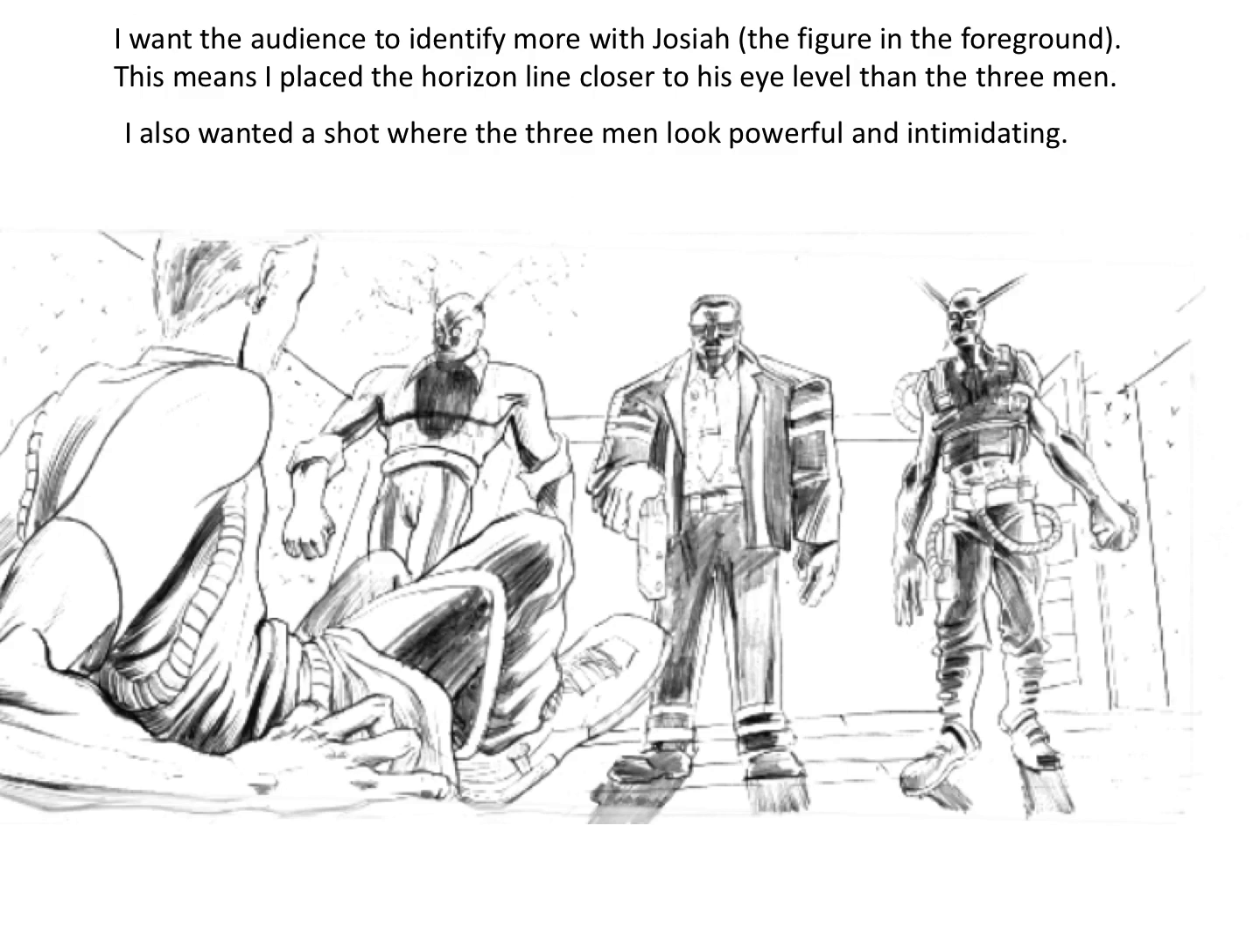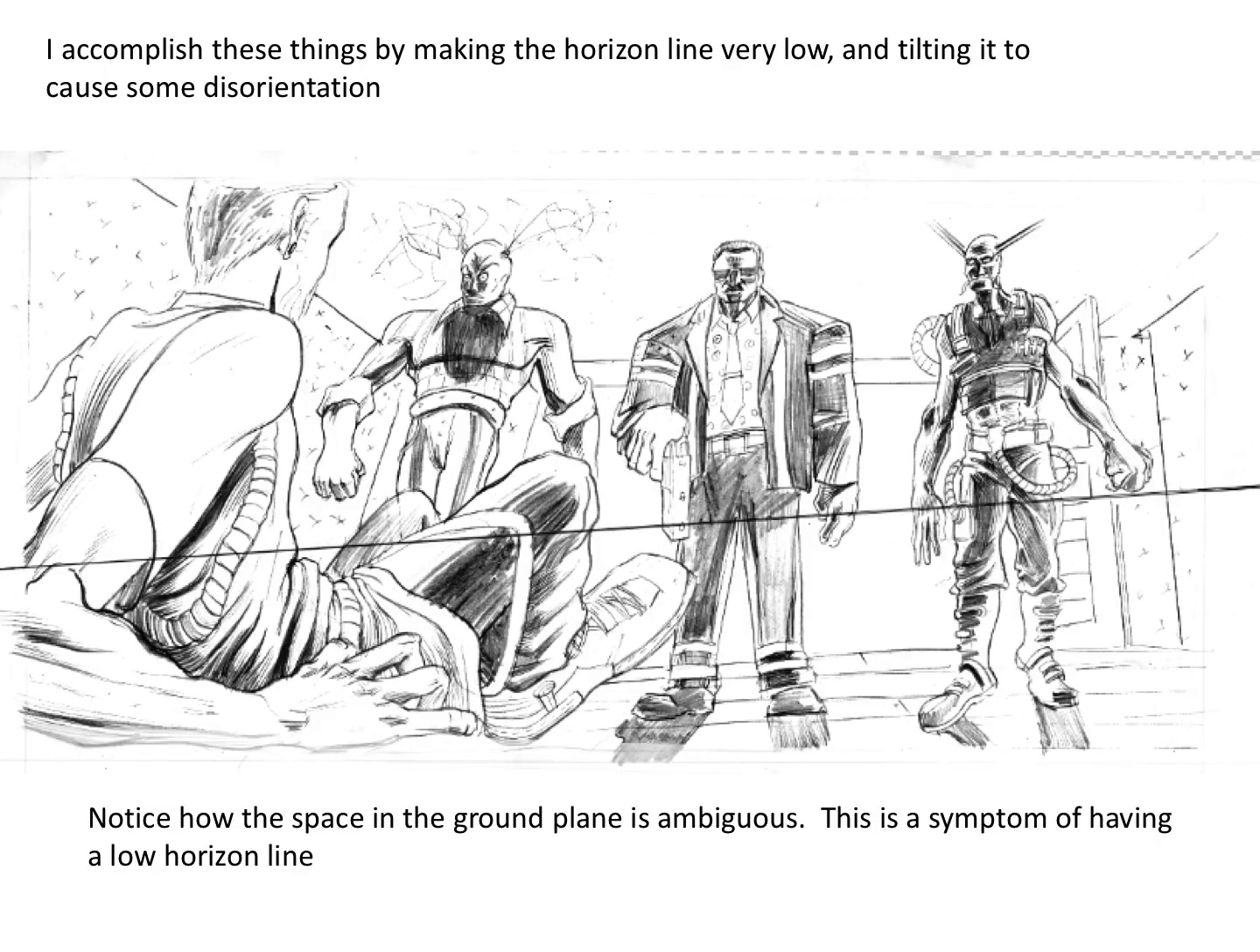Here, again, is a more extreme kind of situation. I wanted these men, the three men standing, to look powerful and intimidating in this shot. And so I chose to put the horizon line really low. Not at Josiah's eye level. We want to be in his position, but he's already in the foreground, so we're already kind of in his shoes. So I put the horizon line low, and just to be a little off-putting, I tilted it. I wouldn't suggest doing that until we have a little bit more experience. It can be disorienting.